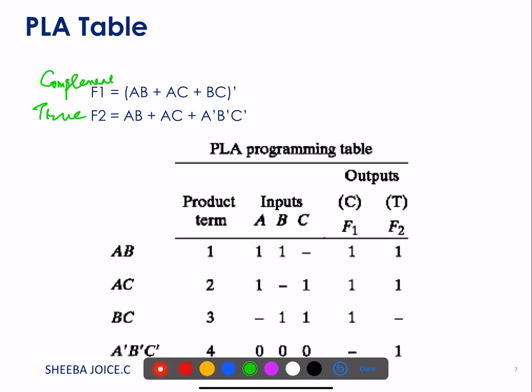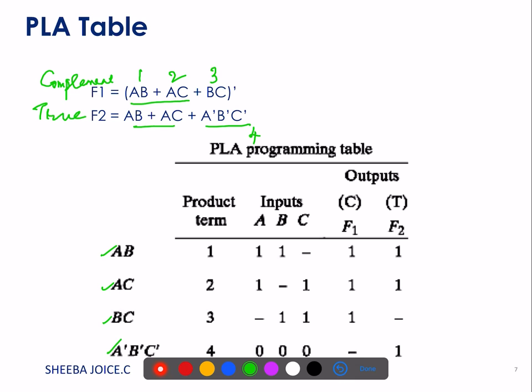So this is the programming table. We can see there are 1, 2, 3 and AB plus AC is repeated, so we need not write it once again. And so this will be our fourth product term. So 1, 2, 3, 4 are the four product terms.